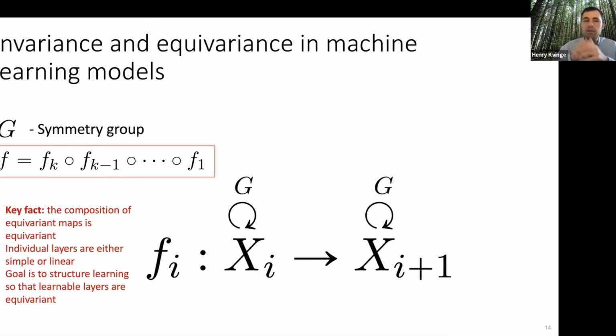And of course, there's other components of this. There's nonlinearities and other layer types. But it turns out that a lot of times those are very simple and they can be handled as long as you can deal with the linear layers.